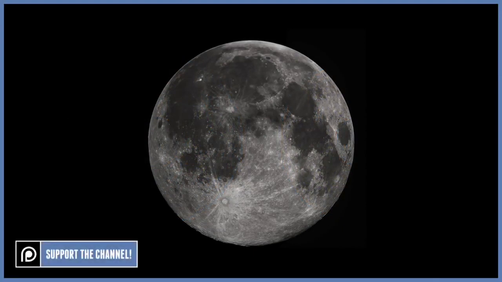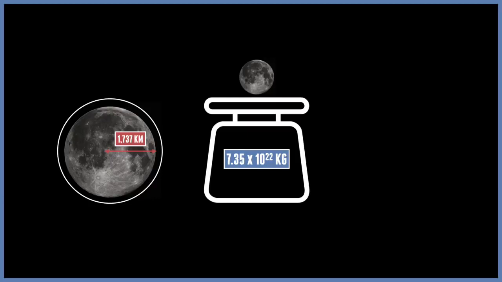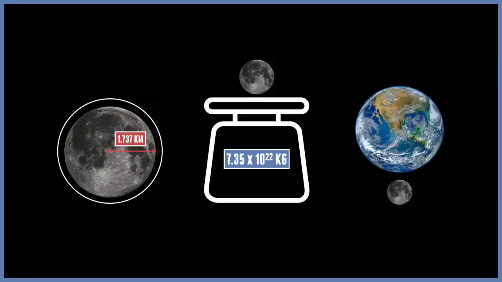So what's the gravity on the Moon? The Moon is of course the only astronomical body where human beings are able to test out gravity in person. So the Moon is a very small object, at around 1,700 kilometers in radius. Its mass is 7.35 times 10 to the 22 kilograms, and of course it's only about the size of the United States.